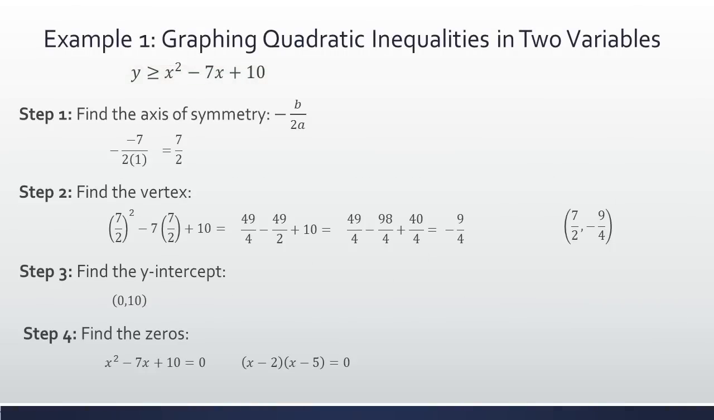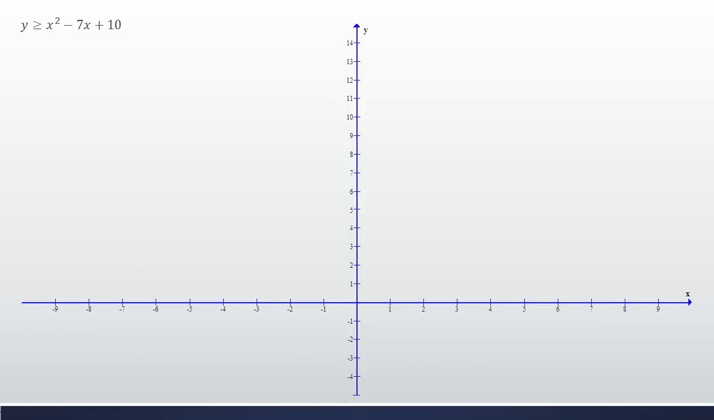y is greater than or equal to x squared minus 7x plus 10. All right, so there are my 4 points. That's my y-intercept, (0, 10). These are my zeros, x equals 2, x equals 5. And my vertex, (7/2, -9/4). Now I have enough information that I can graph the rest of my parabola, so connect the dots.